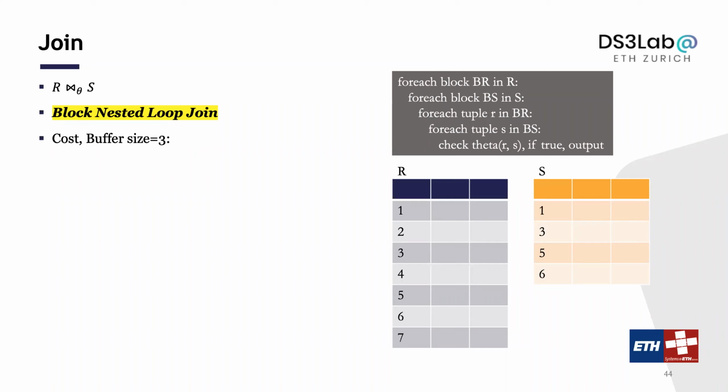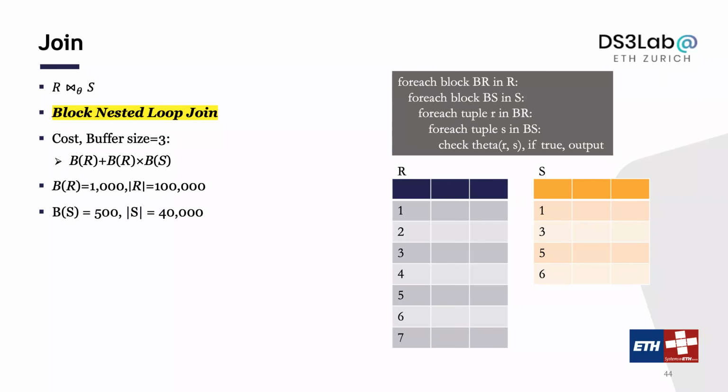When you have a very small buffer, you actually do much better compared with nested loop join. The first term is what you need to bring in all the blocks of R, and for every single block of R, you bring in the whole S. When you have a very small buffer, the IO cost is the number of pages in R plus the number of pages in R times the number of pages in S. So assuming you have a relation like this, 1,000 pages for R, 500 pages for S, we are talking about 500 thousand IOs.